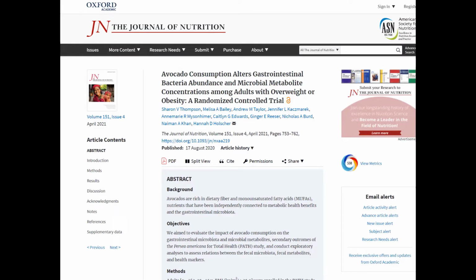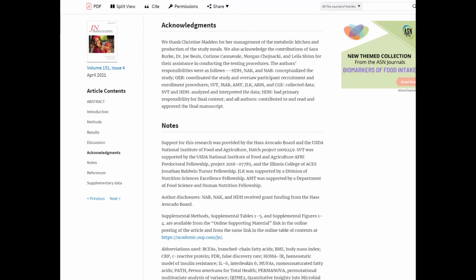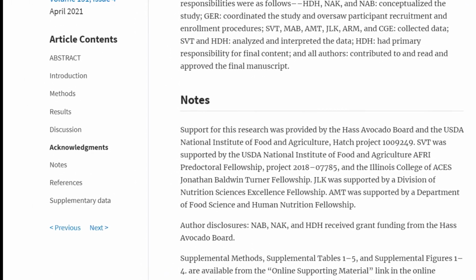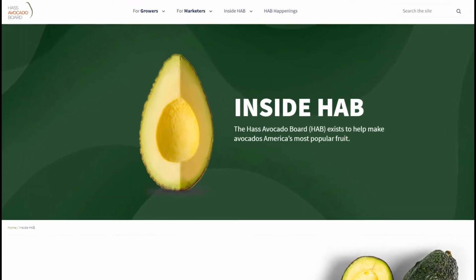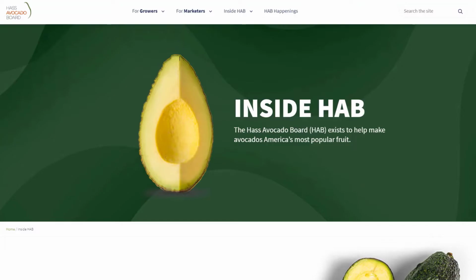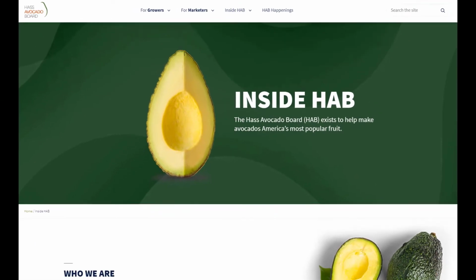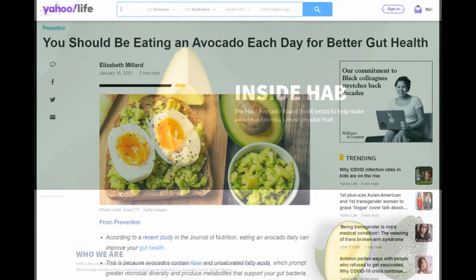Here is another example. This research on the effects of avocado consumption was widely cited to support the health benefits of avocados. Although the research involves randomized controlled trials, it is worth noticing that the research was partly funded by Haas Avocado Board. The Haas Avocado Board states that it exists to help make avocados America's most popular fruit. This might make us wonder about the objectivity of the research and lead to questions like, does the research measure and report potential negative factors? Is there anything else left out by the research?